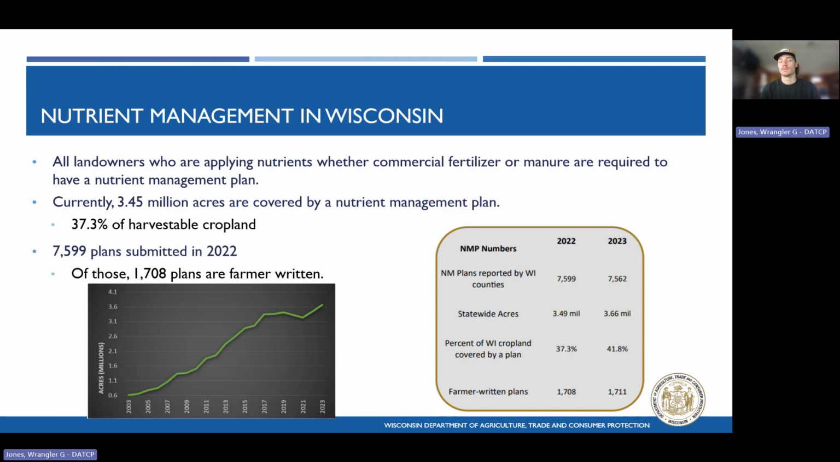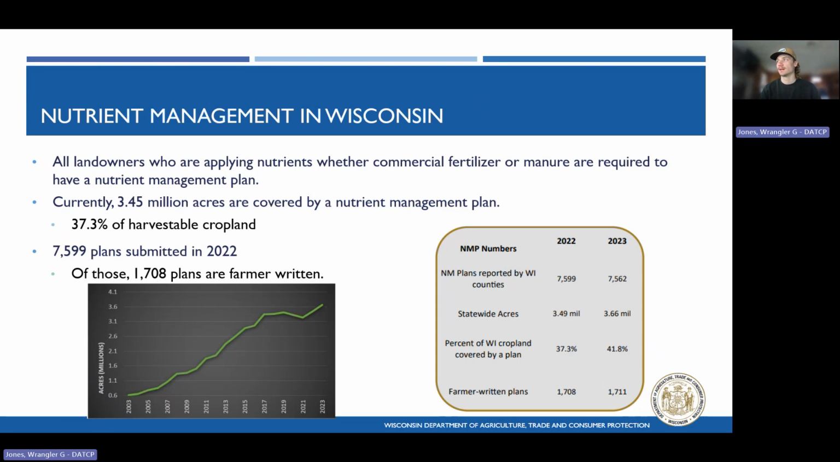And then in 2022, there were almost 7,600 plans submitted using SNAP Plus, and of those 7,600 plans, 1,708 of those were farmer written. And as we look at the graph here on the left, we can take a look at our acres, where it started in 2003 with millions of acres and how it's steadily increased over time. And it just seems like more and more farmers are utilizing nutrient management plans.